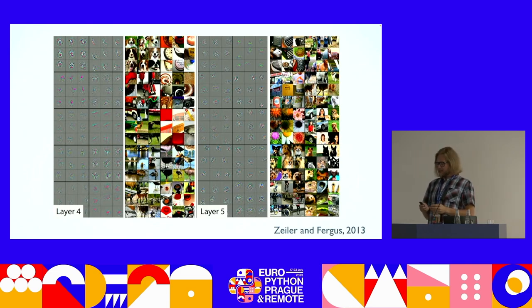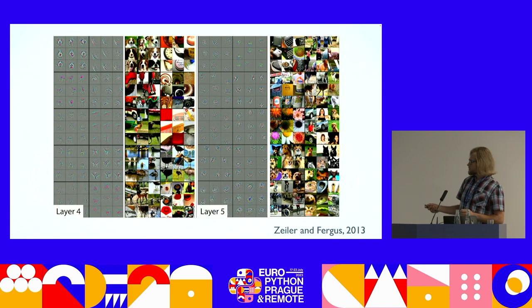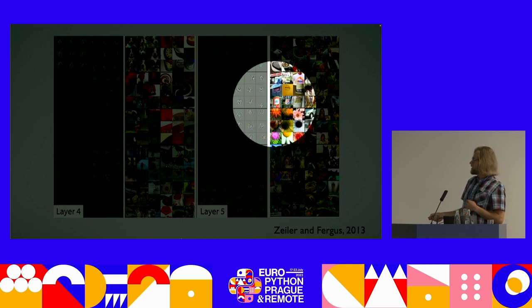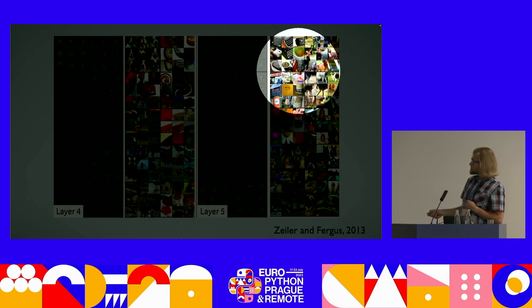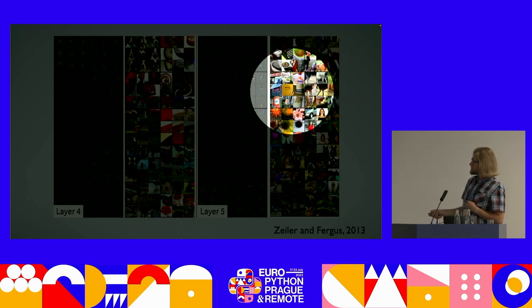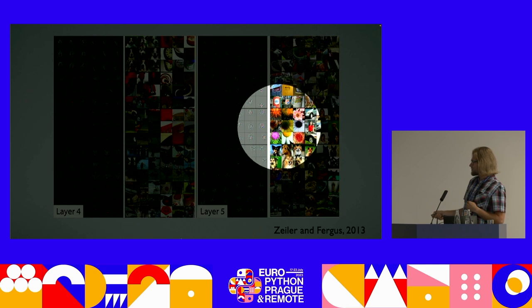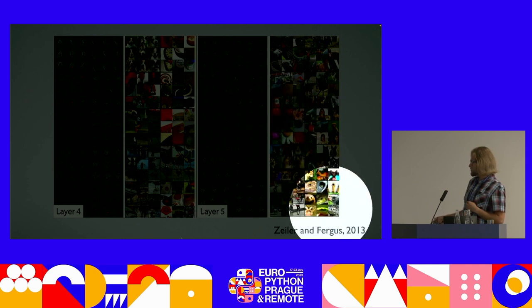So these feature maps are being scanned by the next layer, and more high-level features can be detected. So when you get deep into the network, into what is labeled here layer 5, you are already looking for specific things. You can see that this filter seems to be looking for faces, this one for flowers, this one for dogs, this one for eyes.